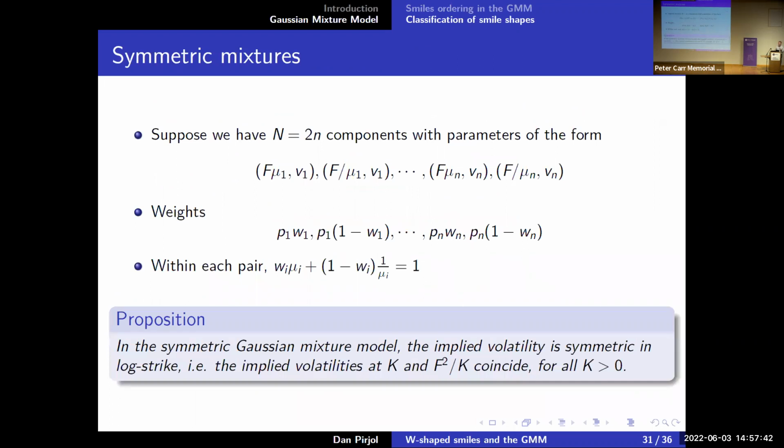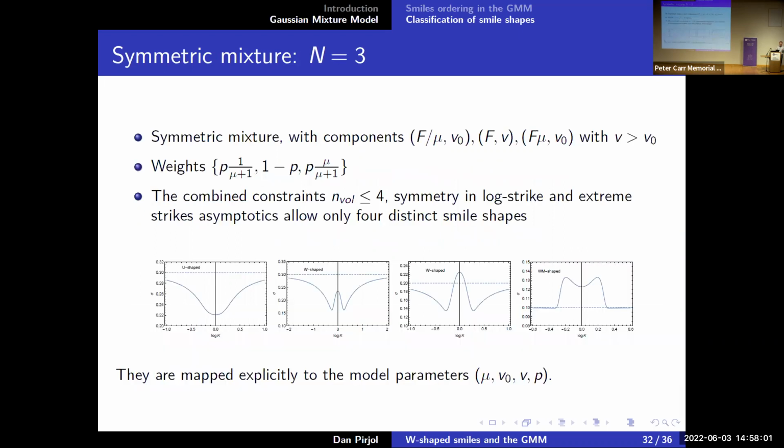All right, so a particular mixture is a symmetric mixture where we have pairs of components with the same volatility and appropriate weights such that the forward condition is satisfied. In these symmetric mixtures, the smile is symmetric in log strike. And we can combine all these constraints on the number of crossings, symmetry, and extreme strike asymptotics to show that there are only 4 distinct smile shapes with 3 Gaussian mixture components.